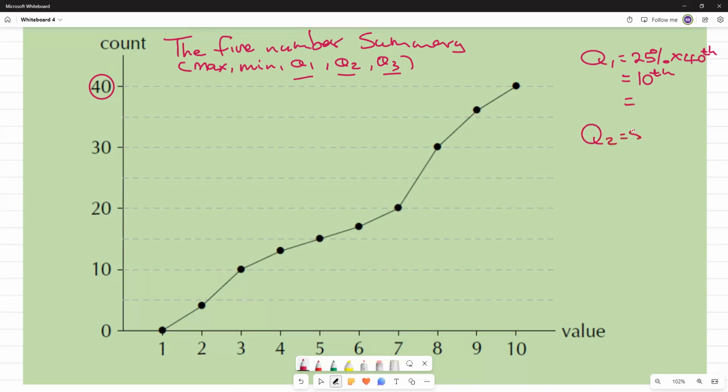Let's get Q2. Q2 is 50% basically of the data set. So the data set is 40, so 50% of 40 obviously is half of 40, which is the 20th. Then Q3 is 75% of the total. The total is 40. Let's check: 75% of 40 is the 30th. Perfect. So, ladies and gents, we're now going to go to our Ogive and get Q1, Q2, and Q3.